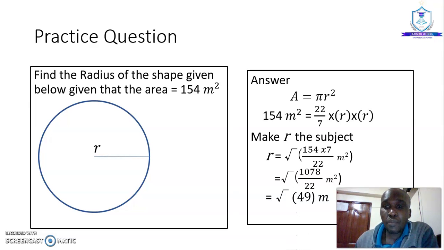Upon simplifying, 1078 divided by 22 gives us 49, and then finding the square root of meters squared gives us meters. Then we are left with finding the square root of 49, and in this case we know that the square root of 49 is 7 meters. So the radius of our figure is equal to 7 meters.